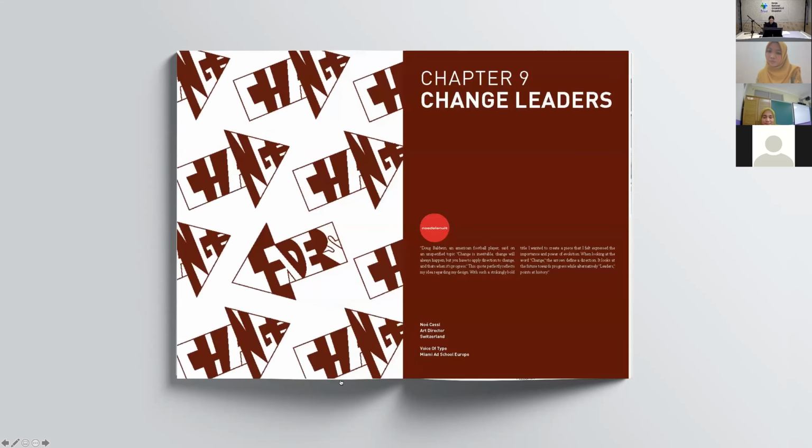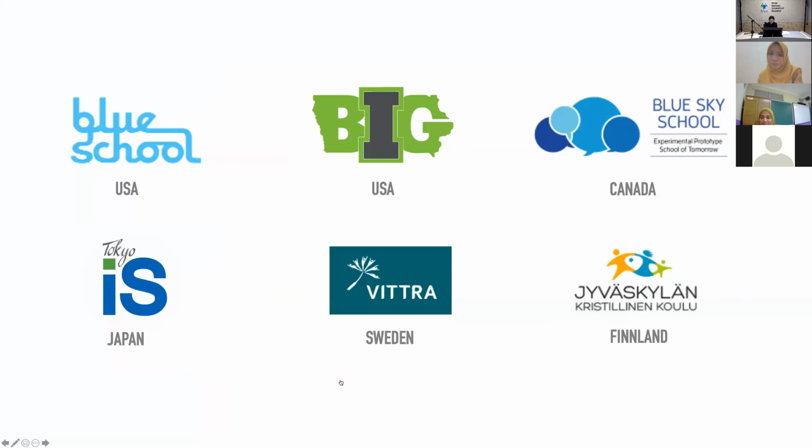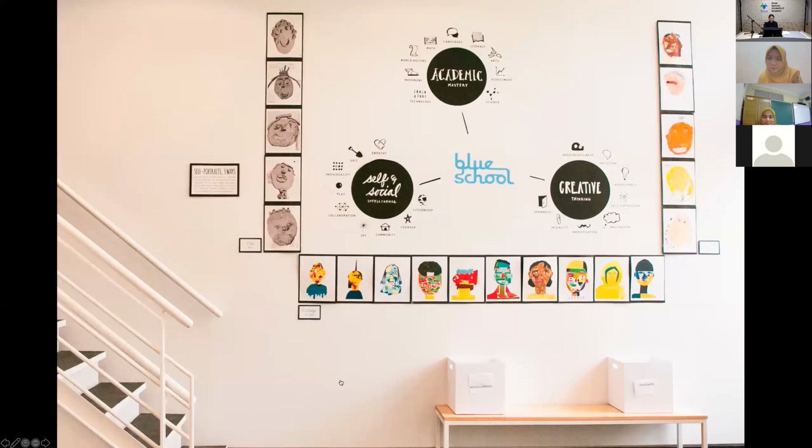Then the last chapter is fantastic, also sharing the thoughts of change leaders and founders of schools who already realized the change. So we have 6 schools in here where we have interviews: the Blue School from the US, Iowa Big School from Canada, the Blue Sky School, the Tokyo International School, Vitra School in Sweden, and 1 school from Finland, whose name I can never pronounce, it's so hard. Fantastic to learn from them how they bring it on the road.